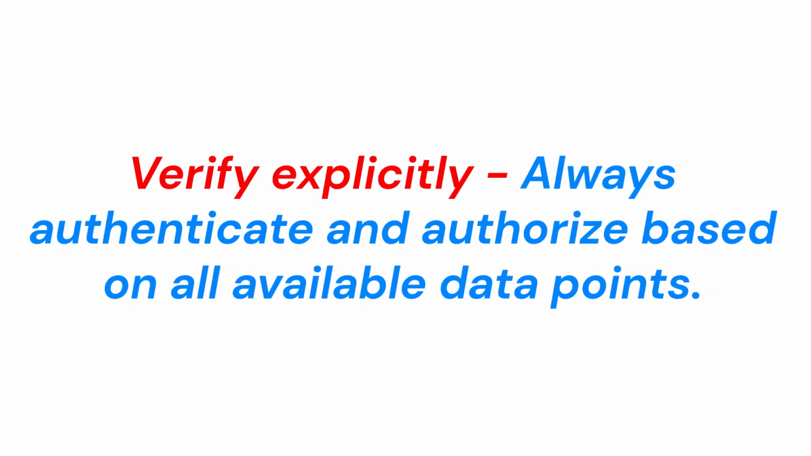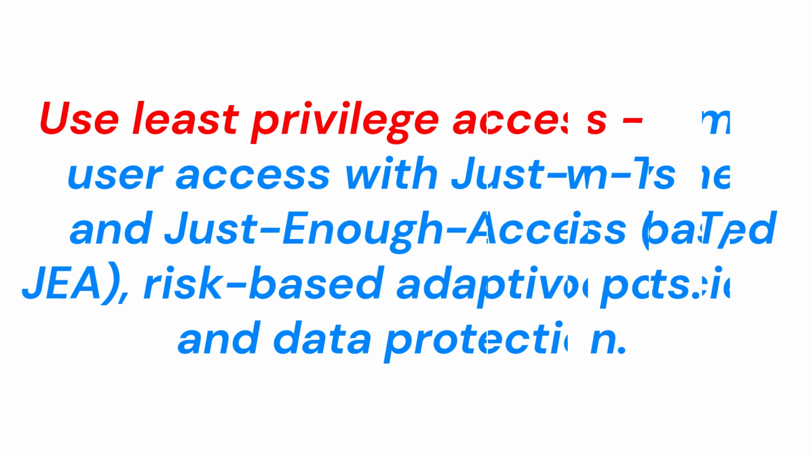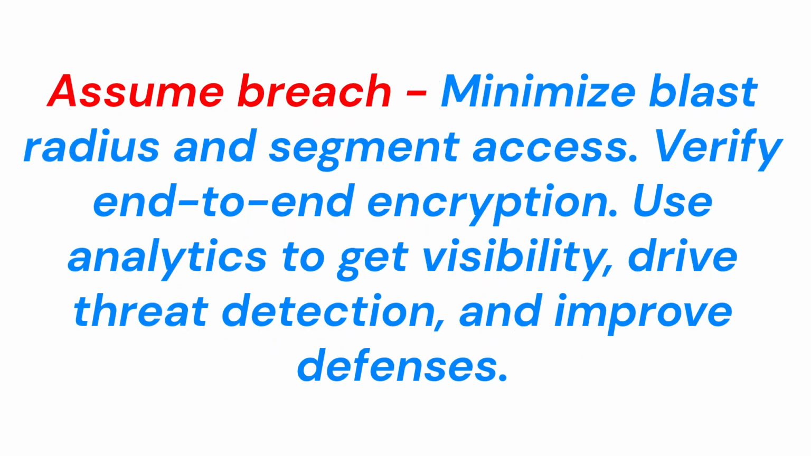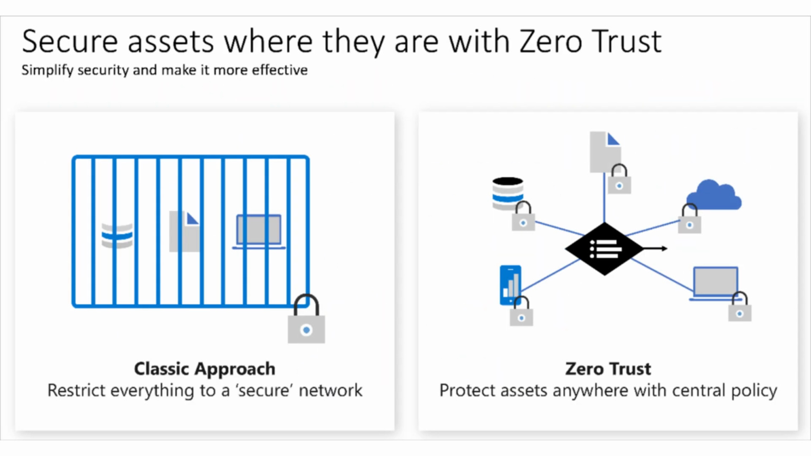To address this new world of computing, Microsoft highly recommends the Zero Trust security model, which is based on these guiding principles. Verify explicitly: always authenticate and authorize based on all available data points. Use least privilege access: limit user access with just-in-time and just-enough access, JIT, JEA, risk-based adaptive policies, and data protection. Assume breach: minimize blast radius and segment access, verify end-to-end encryption, use analytics to get visibility, drive threat detection, and improve defenses.